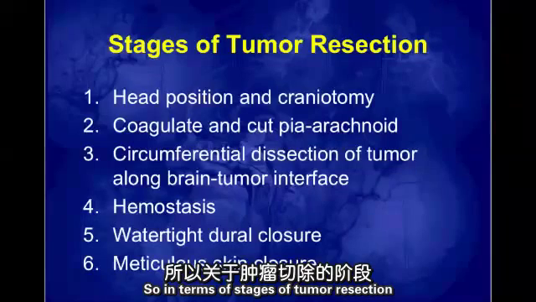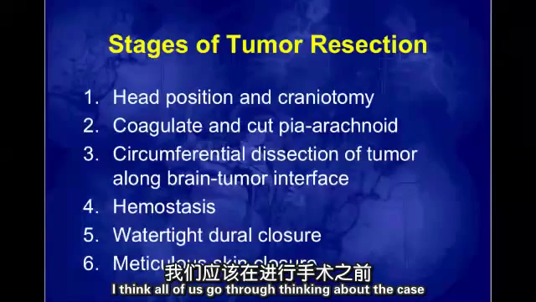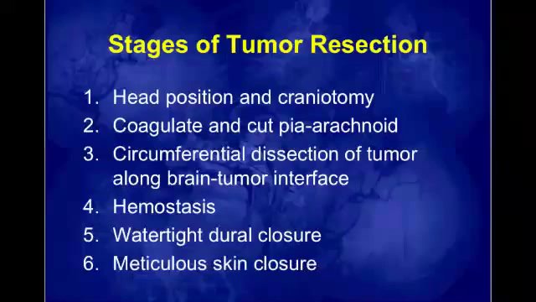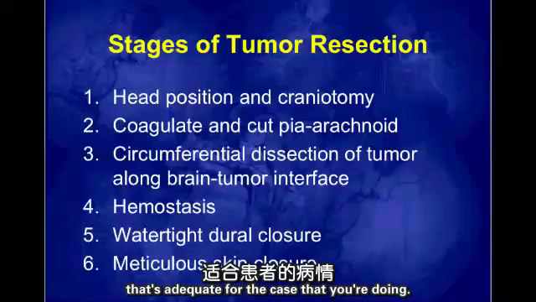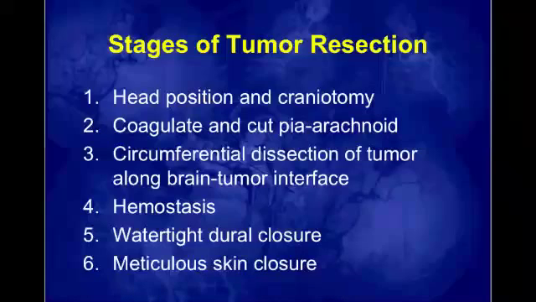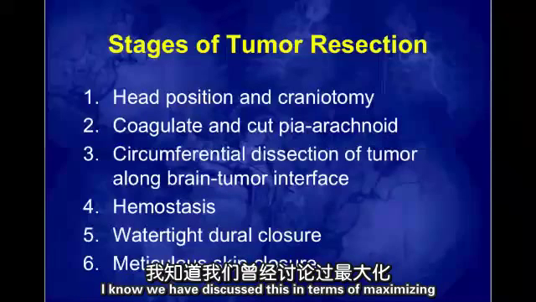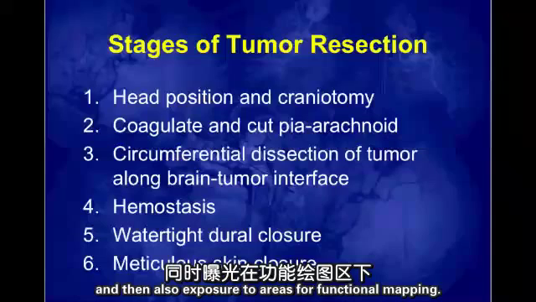So in terms of stages of tumor resection and thinking about this, like I mentioned, I think all of us go through thinking about the case before actually doing the case. So one thing to keep in mind is head positioning. You want to position the head and make the craniotomy in a way that's adequate for the case that you're doing. I'm not going to go through all the different types of head positioning and craniotomy exposures during this talk. But for those of you who've been in the operating room with me, I know we discussed this in terms of kind of maximizing where you want the tumor in your field, and then also exposure to areas for functional mapping.